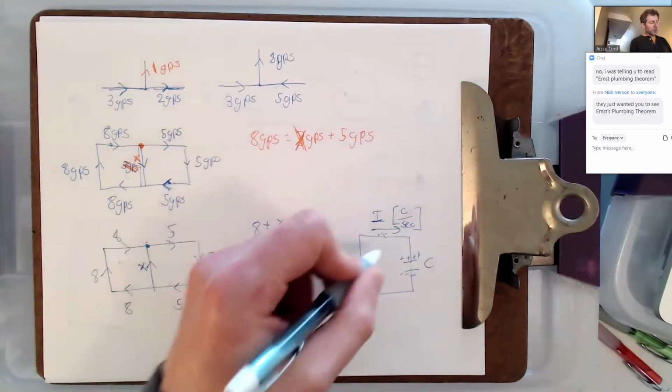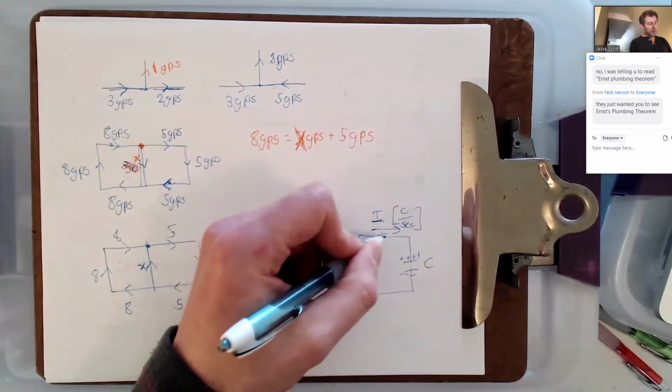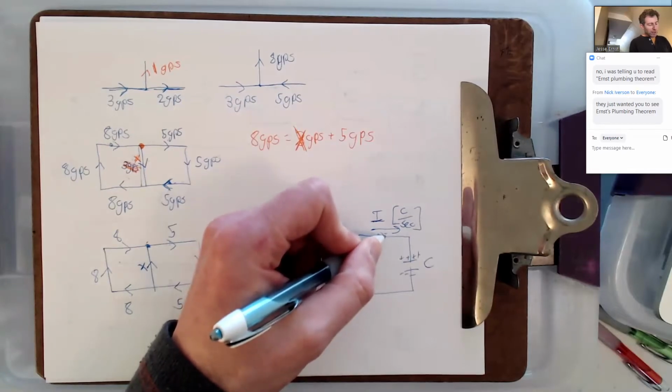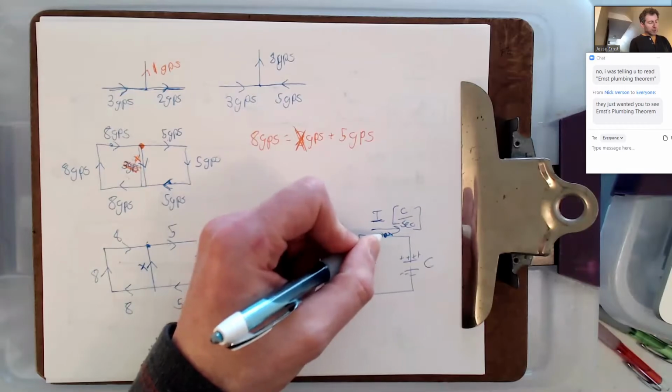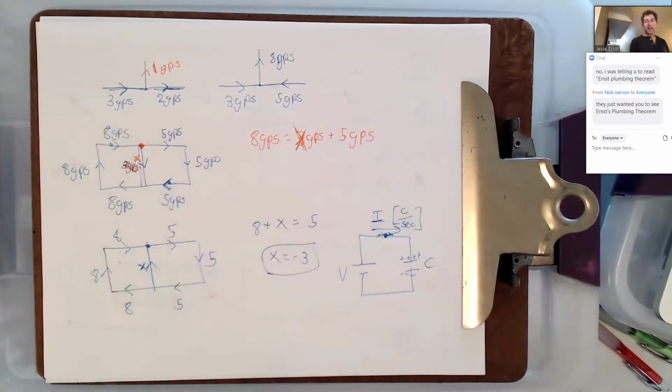It's a sensible unit. You're asking how many coulombs, if I were to put a little scope here and look, how many coulombs pass over this point in the circuit per second? That is the current at that point.